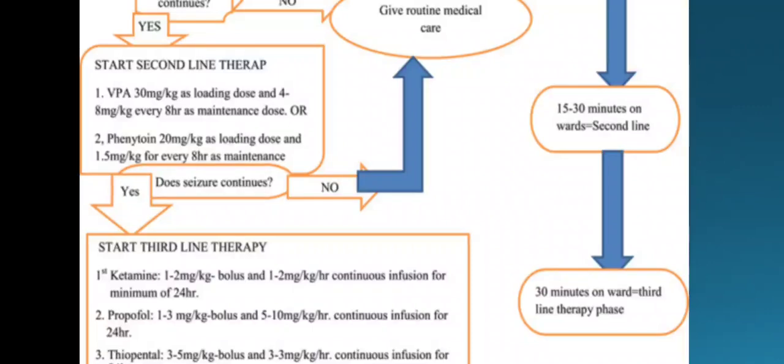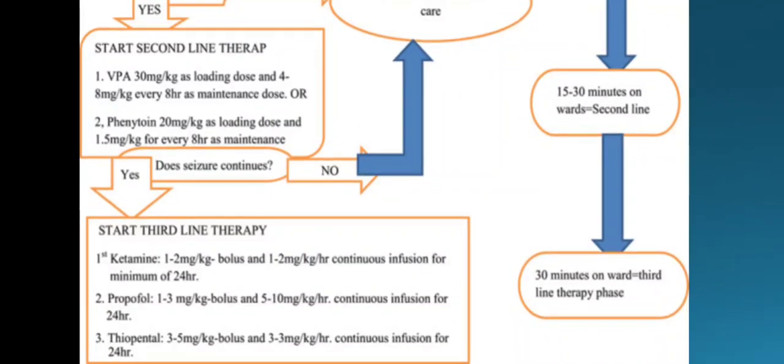However, if the seizure has still continued, which is 15 to 30 minutes already passed, you move to your third line therapy. Under third line therapy, you have ketamine, which you can give as a 1 to 2 milligrams per kg bolus, and then 1 to 2 milligrams per kg per hour continuous infusion for a minimum of 24 hours. This will also help sedate the patient.